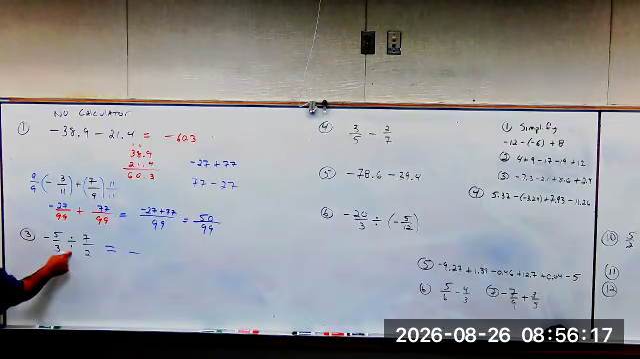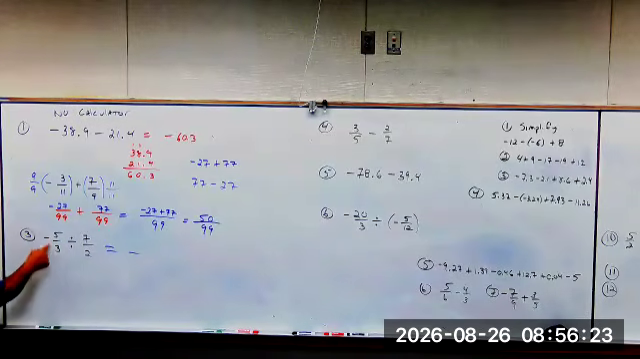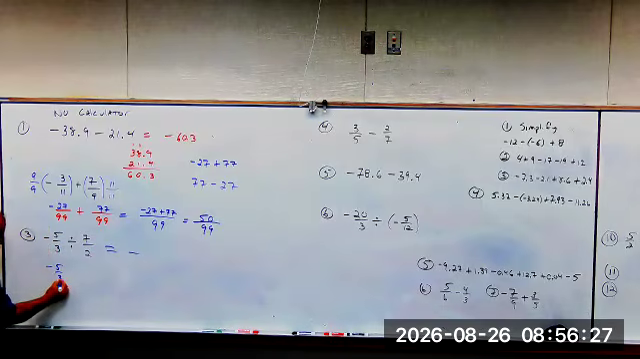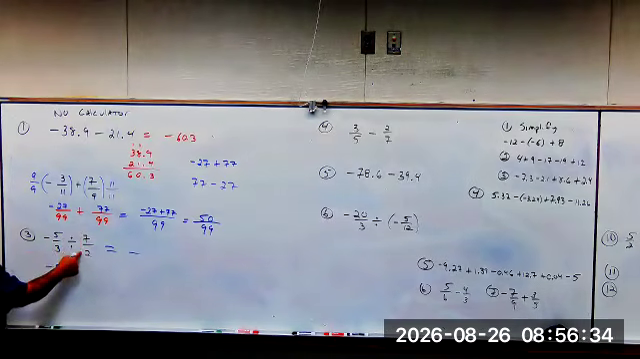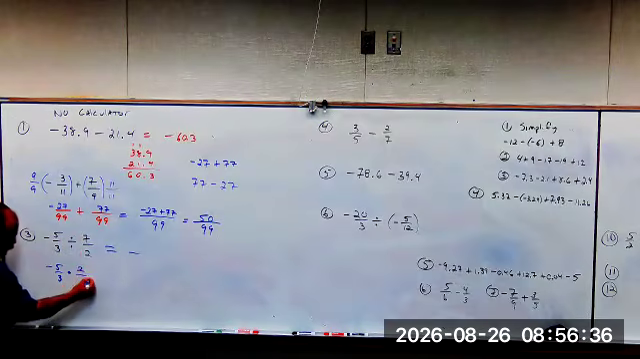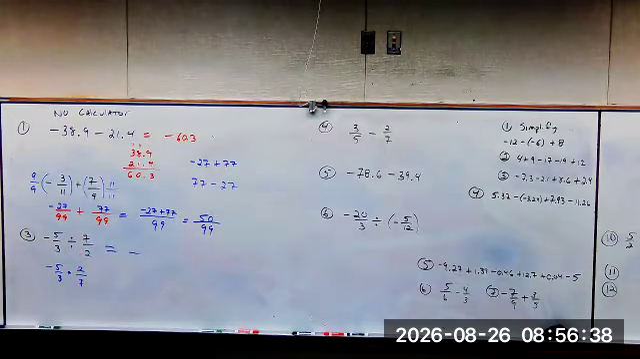When we divide a fraction, we change this to multiply by the reciprocal. So the first fraction does not change. It stays negative 5 over 3. We multiply, so this becomes multiplication, and we take the reciprocal of the second fraction. So that's 2 over 7.